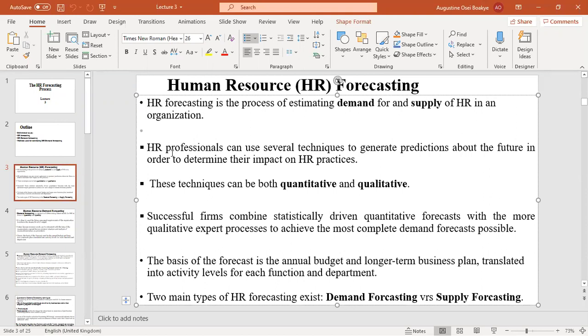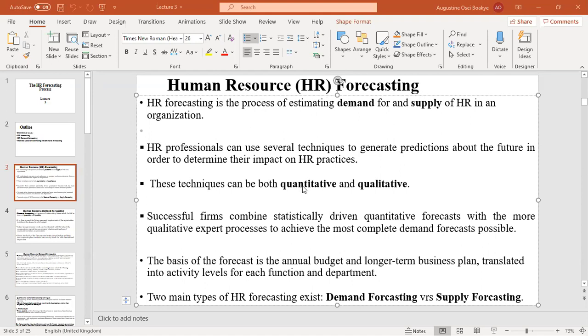Okay, so let's make progress. Human resource professionals can use several techniques to generate predictions about the future in order to determine their impact on HR practices. So basically, in an attempt to make accurate forecasts into the future to estimate the demand for and the supply of human resources, you can employ several techniques. All these techniques can be put under the umbrella of quantitative techniques and qualitative techniques. When we say an estimation technique is quantitative, it simply means that it employs a lot of mathematical equations and numbers in an attempt to make the projections.